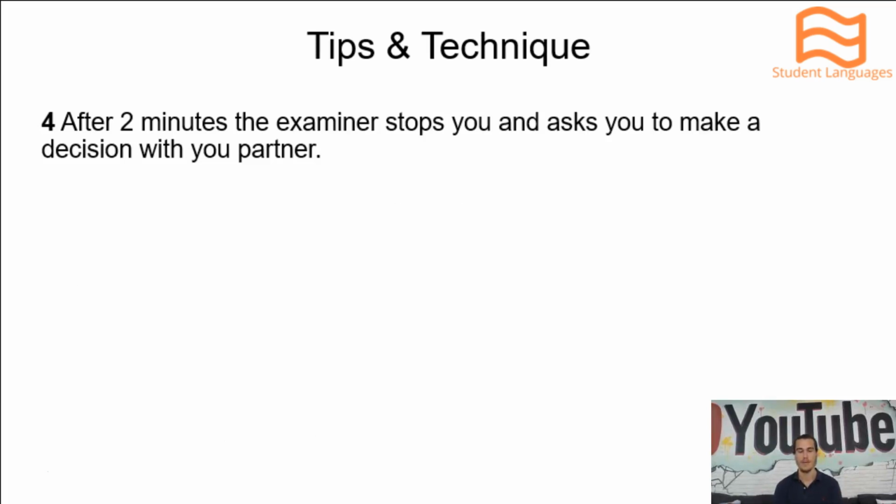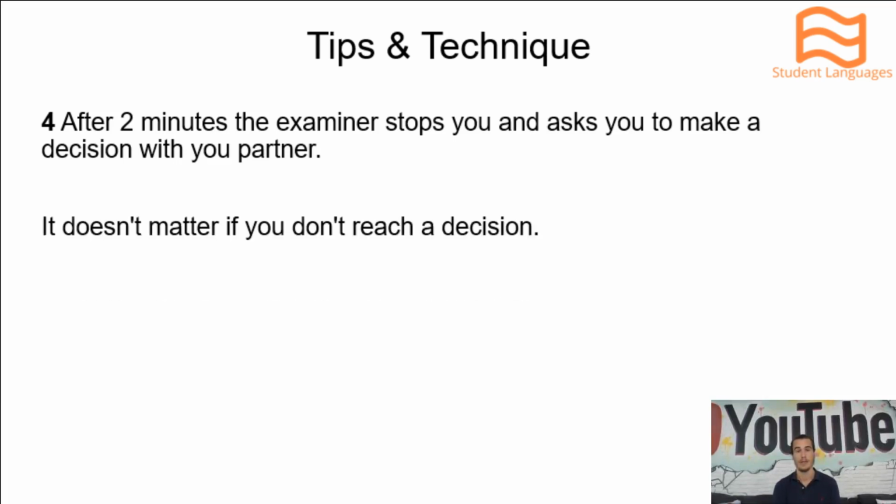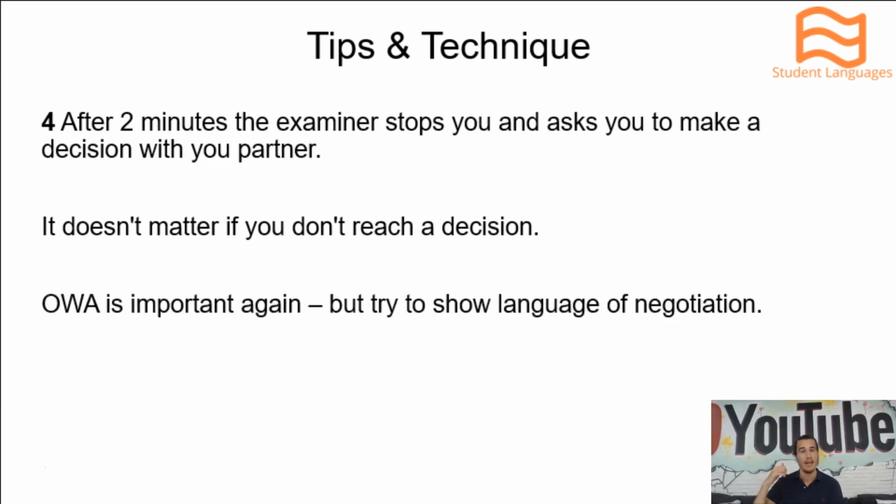Okay, so tip number 4, after 2 minutes, the examiner stops you and asks you to make a decision with your partner. So, I said earlier, but I'll tell you again, it doesn't matter if you don't reach a decision. So after you spoke of 2 minutes about the prompts, the examiner asks you another question to try and make a decision with your partner. You have about 1 minute to try and reach this decision, but it doesn't matter if you don't come to a decision. What's more important is the opinion. Your opinion, you're giving your reason, you're saying why, and you're asking your candidate and showing the interaction.